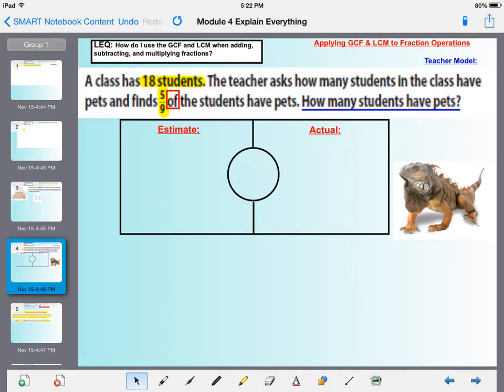Well, we're going to want to see what 5/9 of 18 is. So we're going to want to multiply 5/9 times 18 to find the actual answer. But since I'm estimating, I'm going to think about 5/9 and I'm going to think about benchmarks. Now my denominator is 9, so that's into how many parts it's been divided. My numerator is 5, which is really close to half because half of 9 is 4.5.